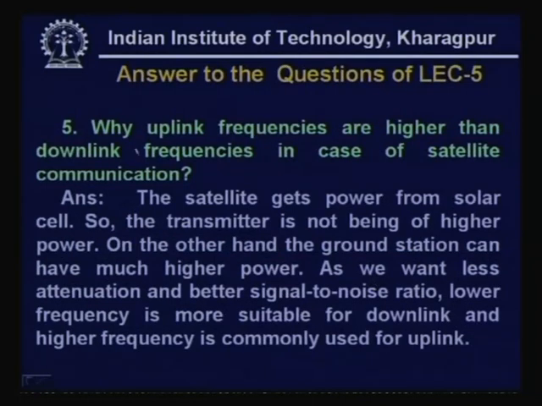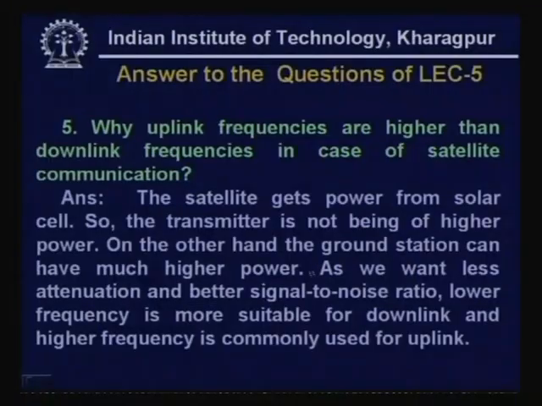Fifth, the last question was, why are uplink frequencies higher than the downlink frequencies in case of satellite communication? The reason I mentioned was that the satellite gets power from solar cells, so the transmitter is not of higher power. On the other hand, the ground station can have much higher power. As we want less attenuation and better signal to noise ratio, lower frequency is more suitable for downlink and higher frequency is commonly used for uplink. So, this is the answer to question number 5. That was the last question.